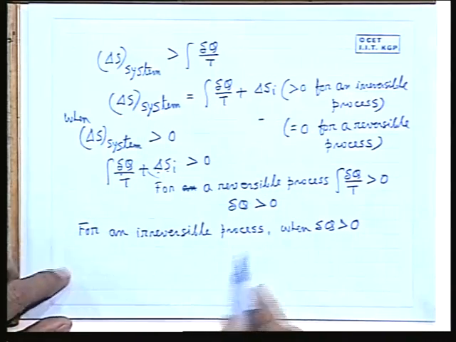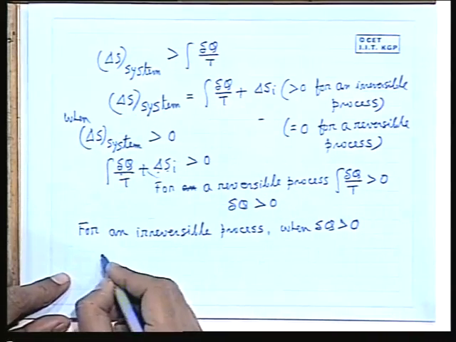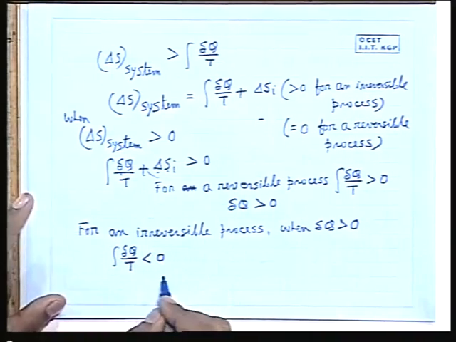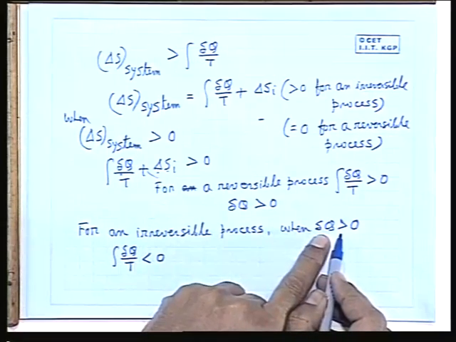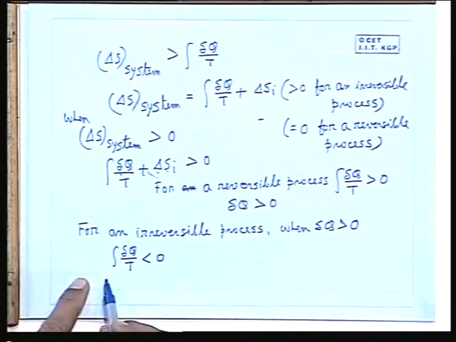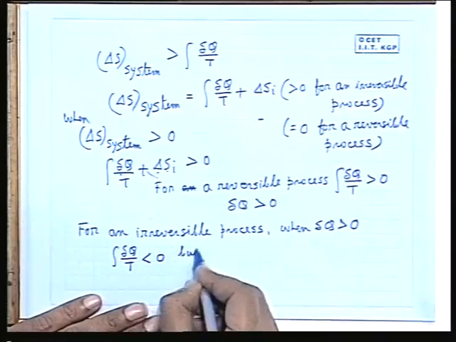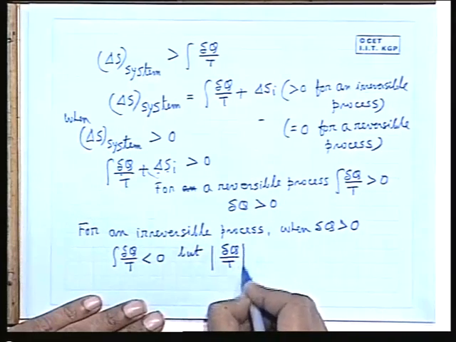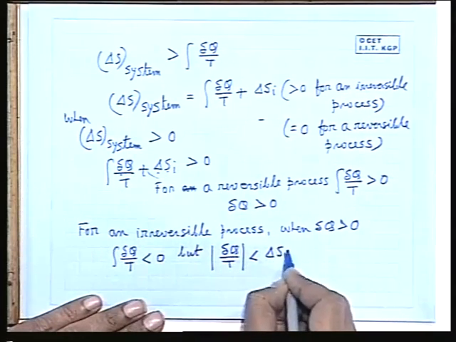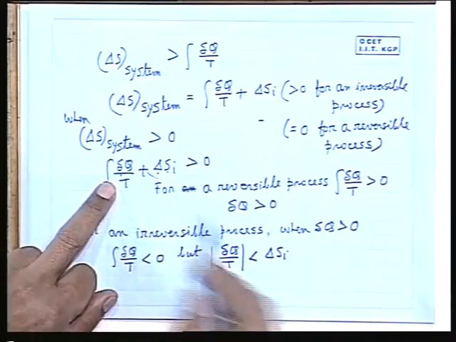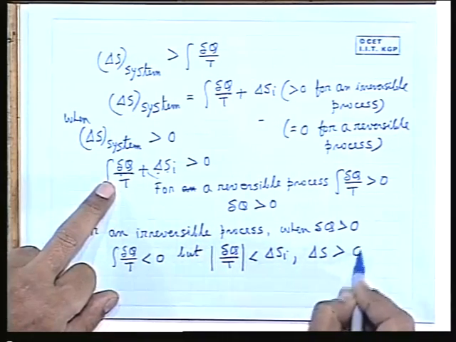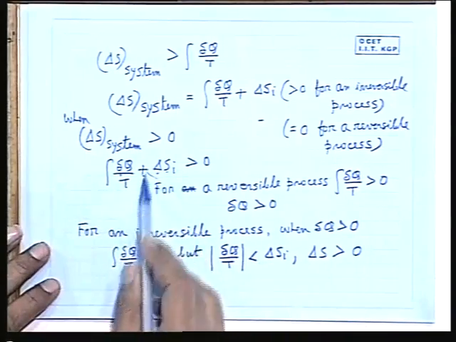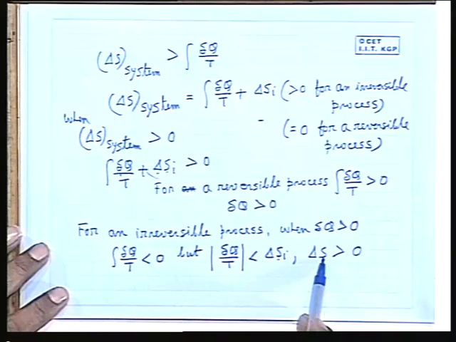But for an irreversible process, there are cases when even delta Q by T is less than 0, it may happen. Usually this is a heating process, but even if the delta Q is taken out, in the irreversible case, if the absolute value of delta Q by T is less than delta Si, then the sum will always be greater than 0. Have you understood this? That means if delta Q by T is negative, but it cannot counterweigh the positive contribution of delta Si, then delta S is greater than 0.